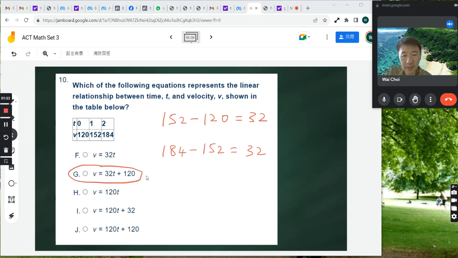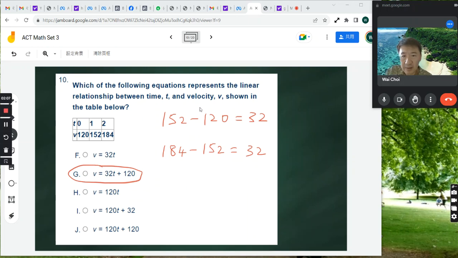So we're going to leave it at that. I'll come back to that later. It's still feasible. Now H, when t equals 0, this is 120. But here, when t equals 0, v is 0. So we can rule out H as well. Now I, when t equals 0, this will give you 32. It won't give you 120, so we're going to rule out I. And finally, when t equals 0 for J, this will give you 120, so J is also feasible. So you are left with two choices, G and J.